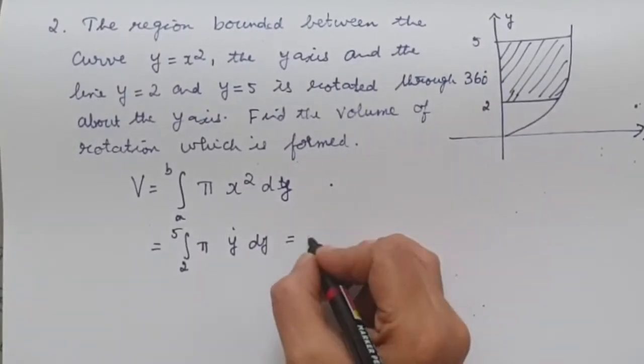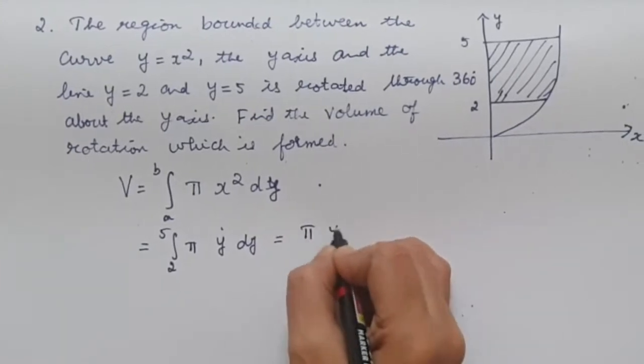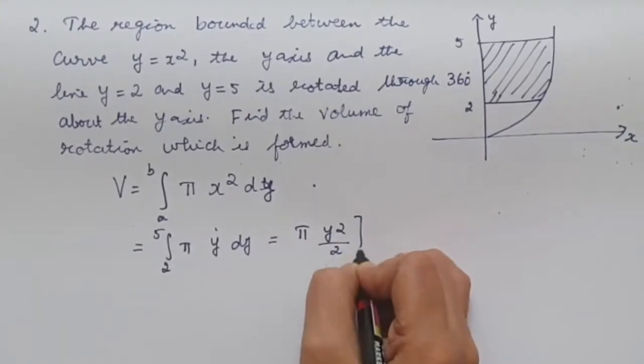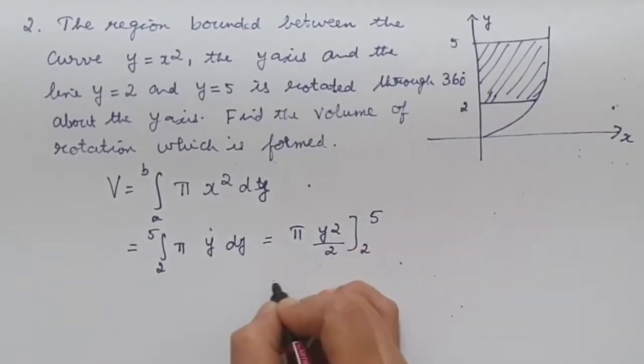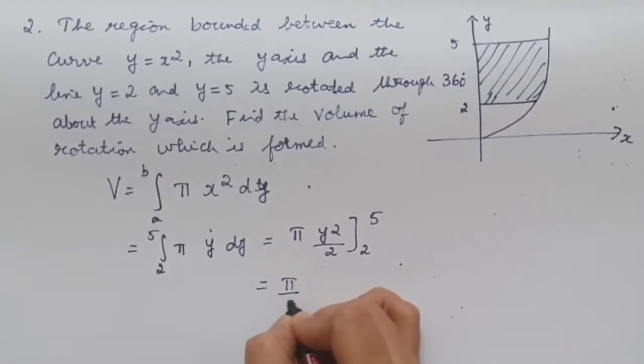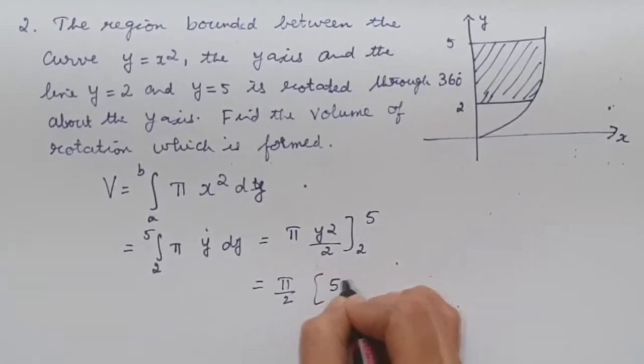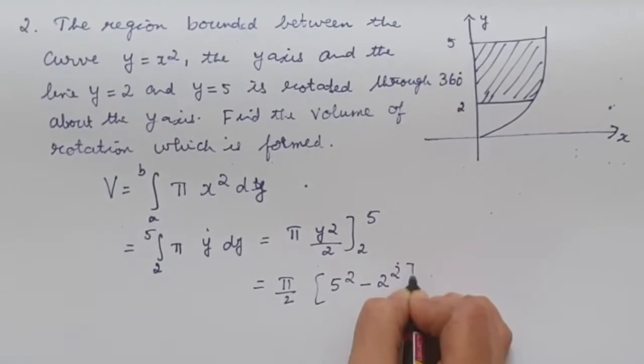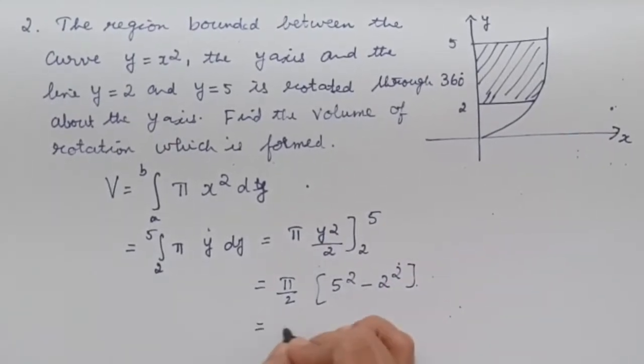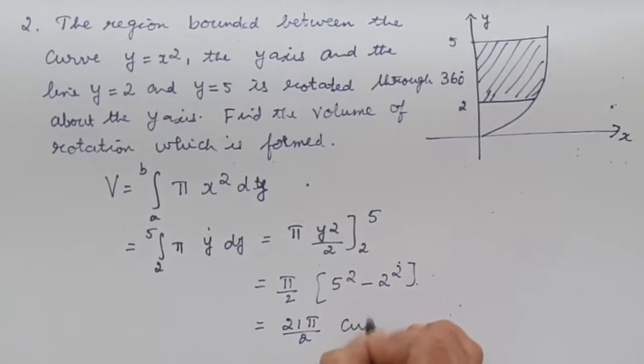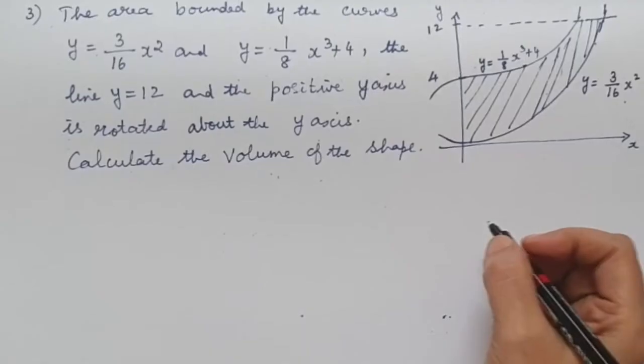So it will be equal to pi into y squared over 2. The limits are from 2 to 5. See, this pi is a constant and 2 is a constant. So it is 5 squared minus 2 squared. So when we simplify it, it will be 21 pi over 2 cubic units.